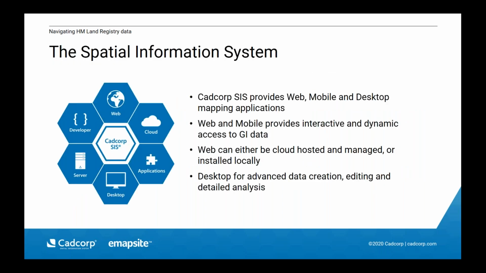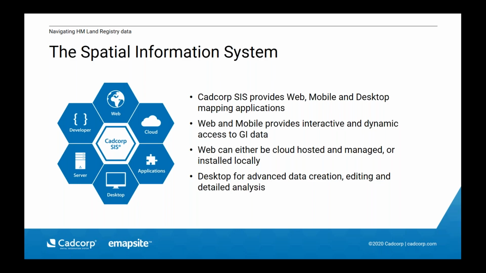As I said, the Spatial Information System, Cadcorp SIS, is web, mobile, and desktop mapping applications. The web and the mobile provide a really easy to use, intuitive, interactive web mapping application. So anyone should be able to use it. It's not designed to have really detailed GIS functionality. It's designed to be really easy to use, but it's really powerful. It connects to all of your data sources, all of your geographical data. It's a corporate solution that can bring lots of information together and provide spatial analysis and visualization and reporting to end users of that application. They could be people internal to the organization or members of the public or third-party organizations. It's really easy to share that out.